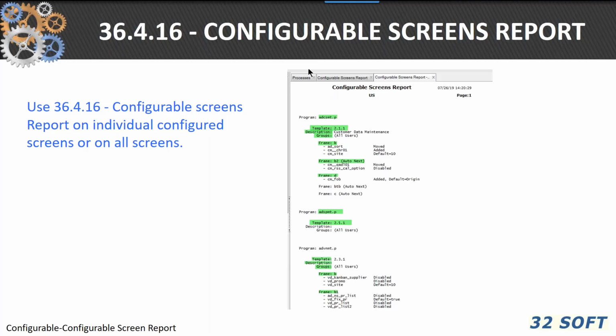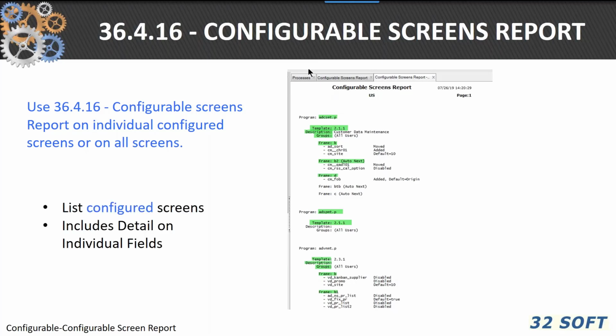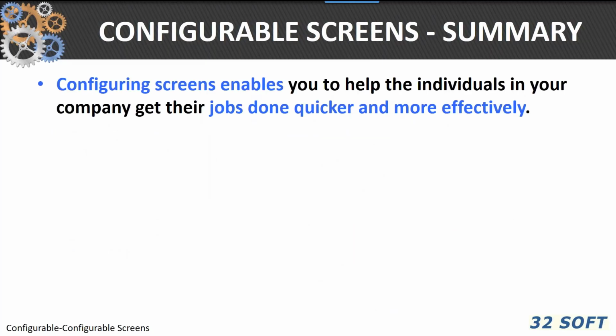36.4.16 is the Configurable Screens report. This is a handy report, gives you all configured screens, details out which fields and frames you might want to be concerned with. I would always print out and save one of the reports for SOX audits, so you've got a record of what you got.